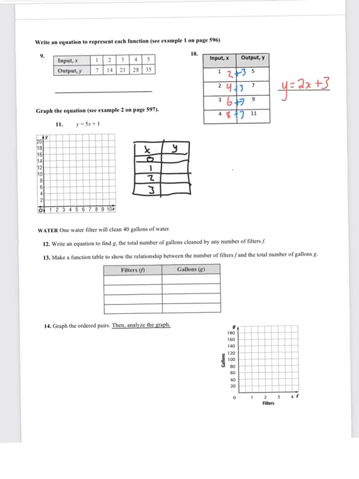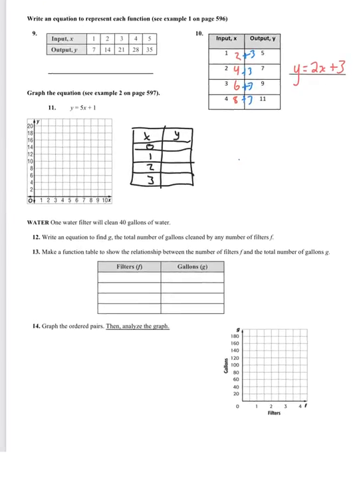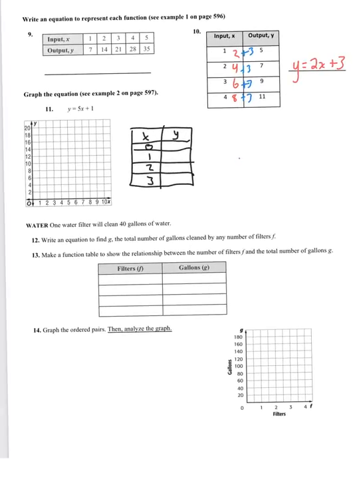Now for these last ones, I'm not going to do, but I'm going to explain them. It says, 1 water filter will clean 40 gallons of water. So number 12 says write an equation to find G, the total number of gallons cleaned by any number of filters. I would hold off on 12 until I do 13. In 13, it says make a function table to show the relationship between the number of filters F and the total number of gallons G.